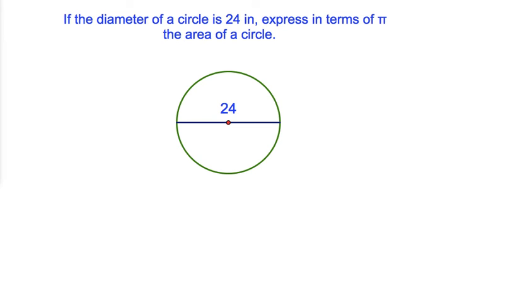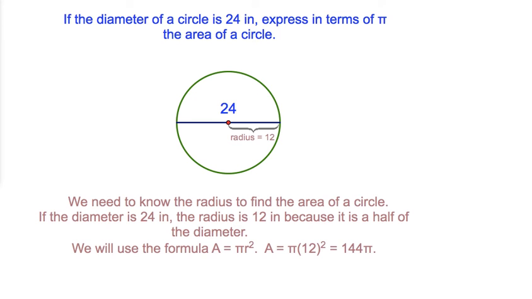Problem number 3. If the diameter of a circle is 24 inches, express in terms of pi the area of the circle. Solution. We need to know the radius to find the area of a circle. If the diameter is equal to 24 inches, the radius is equal to 12 inches because it is half of the diameter. We will use the formula A is equal to pi r squared. A is equal to 144 pi.